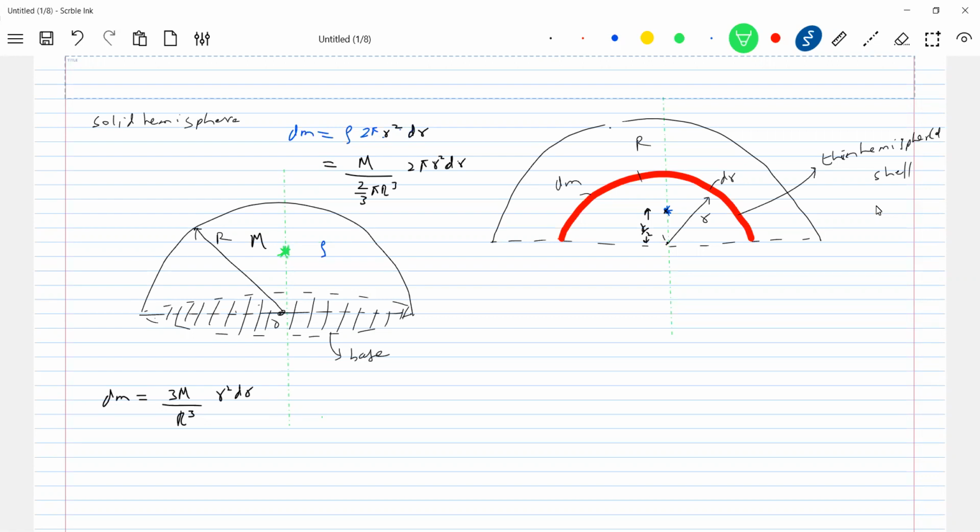Okay, got this one. Now, what is the formula again? RCM equals the integral of, what is the thing? Of this hemispherical shell whose center of mass is at a distance r by 2. I think this bracket term is very important. Into mass by, this one. So what should be the limit? 0 to capital R. That bracket r by 2 is something very important.